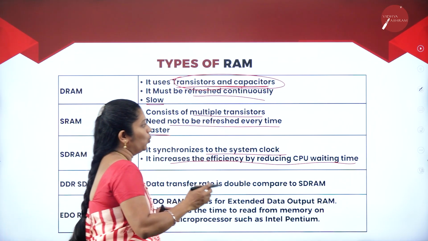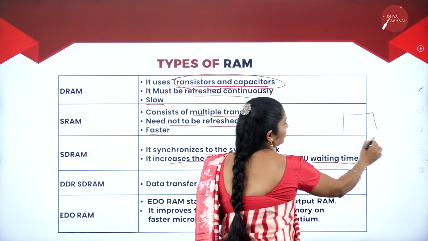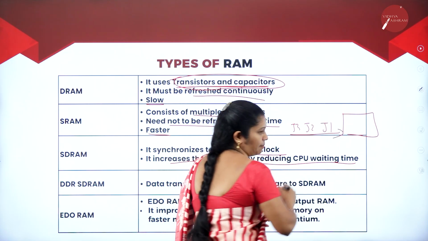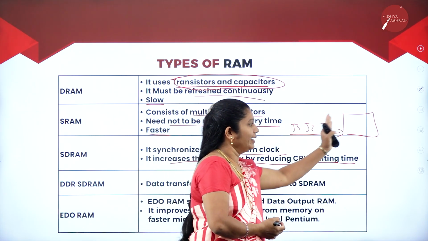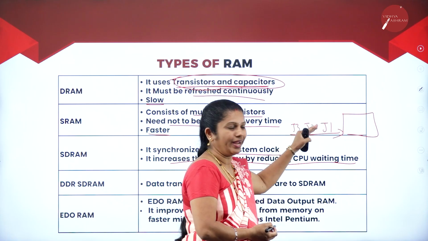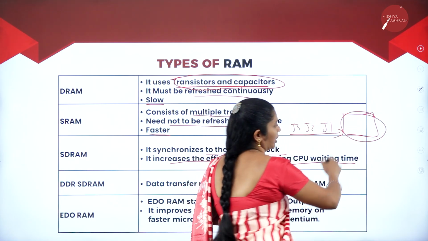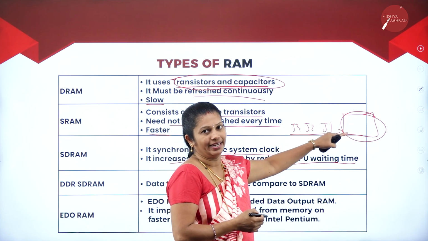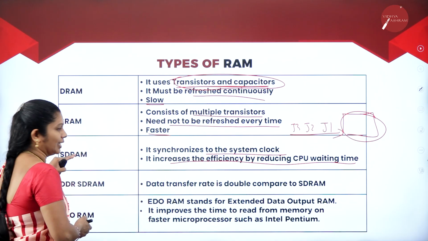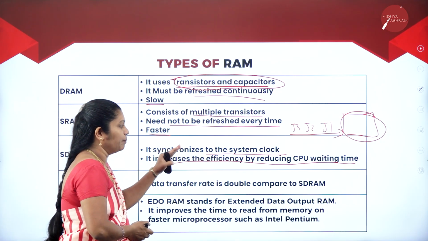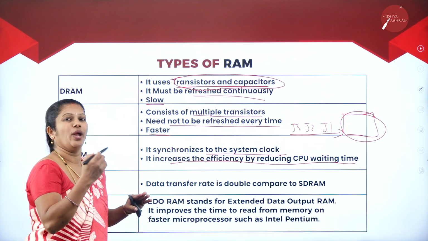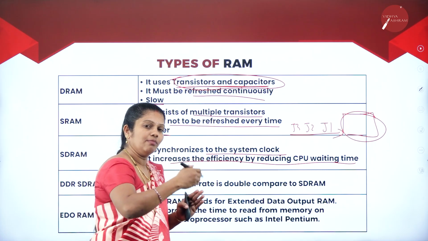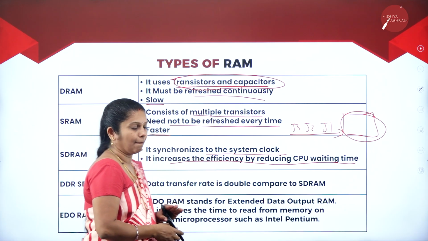Consider you have one CPU here, two jobs are waiting here to process on the CPU. On that time, before entering the CPU, the job has to wait until the completion of whatever was already programmed in the CPU. That is nothing but waiting time. Whereas synchronous dynamic random access memory mainly synchronizes the waiting time. By that, obviously, all the programs will be executed very fast.